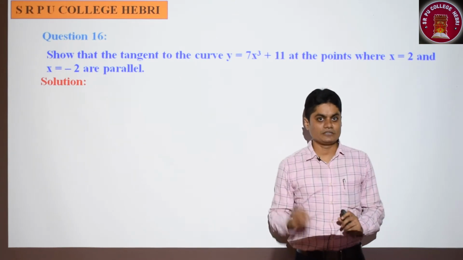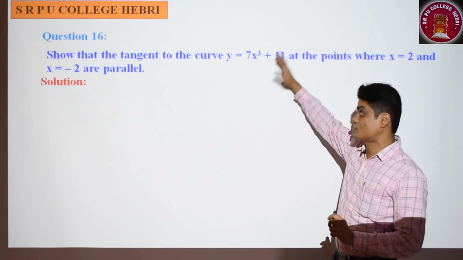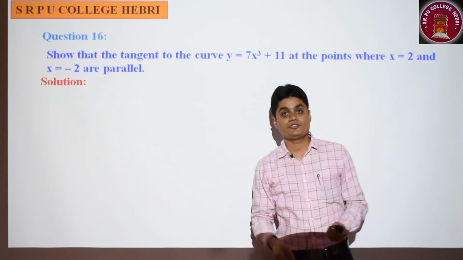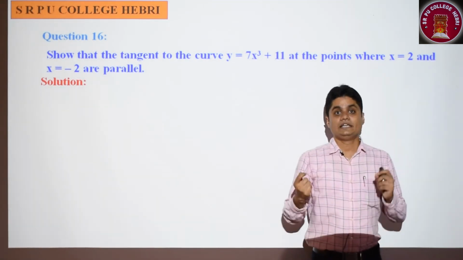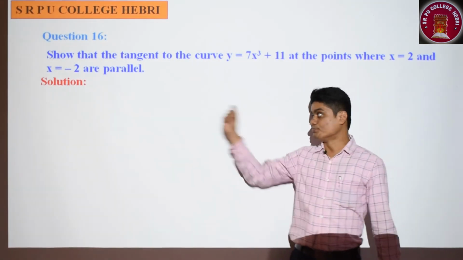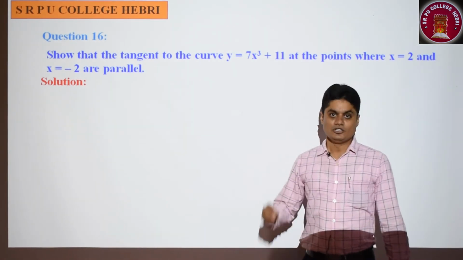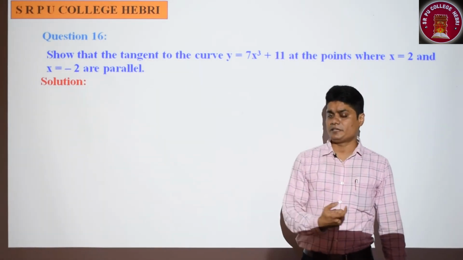So you only have to find the equation of the tangents to this curve at 2 different points and show that their slopes are equal. If you prove that slopes are equal, you prove 2 lines are parallel. So the concept must be clear; I will explain quickly.